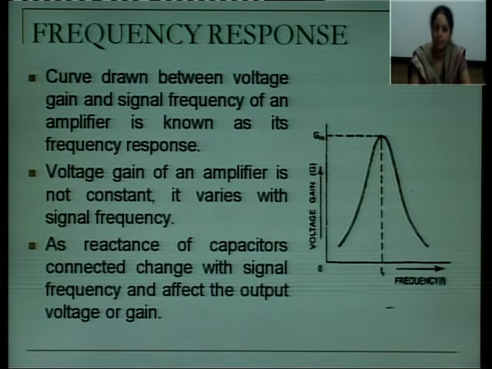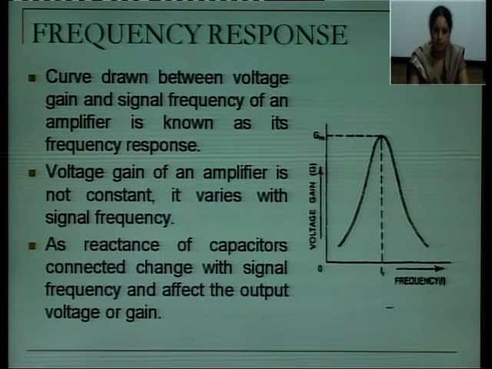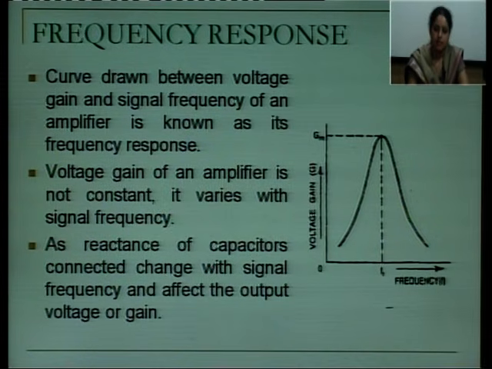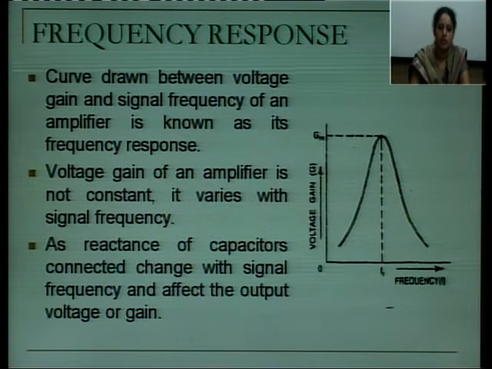Now, the third parameter is the frequency response. Frequency response is a curve drawn between voltage gain and the signal frequency of an amplifier and is known as the frequency curve. Here we have given a diagram for your frequency response. The x and y axis show respectively the frequency and the voltage gain. The voltage gain of an amplifier is not constant. Here we can see that voltage gain is not constant, it varies with the signal frequencies.